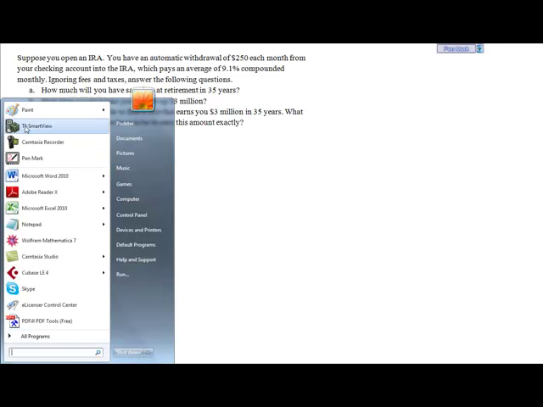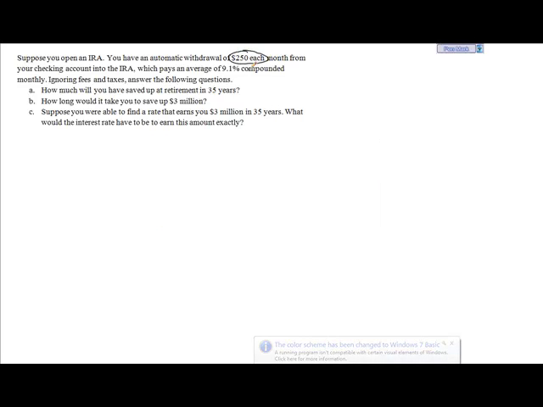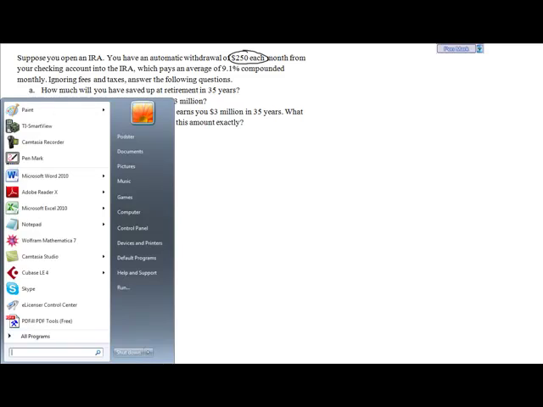So the first thing we want to know is, I'm going to open up my calculator here. The first thing we want to know is how much will you have saved up at retirement in 35 years? Okay, so we're going to be making a regular monthly payment of $250. So this means that we're dealing with an annuity as opposed to just one lump sum payment of $250.